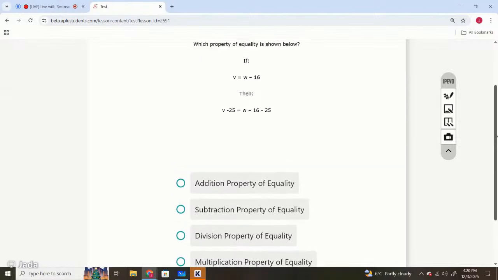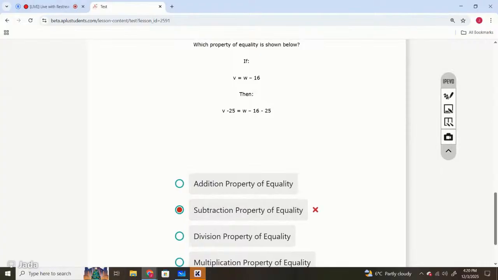Which property of equality is shown below? If V equals W minus 16, then V minus 25 is equal to W minus 16 minus 25. That is the subtraction property of equality. We are subtracting 25 from both sides. So that is subtraction property of equality.